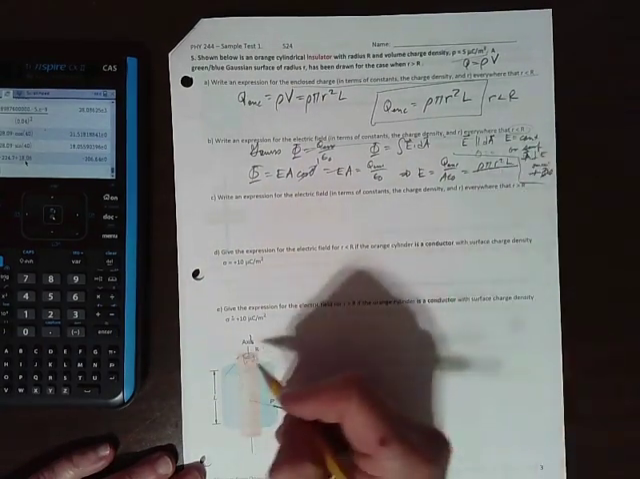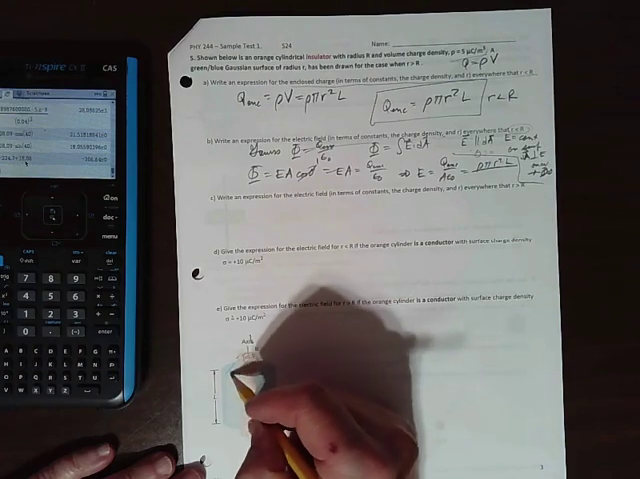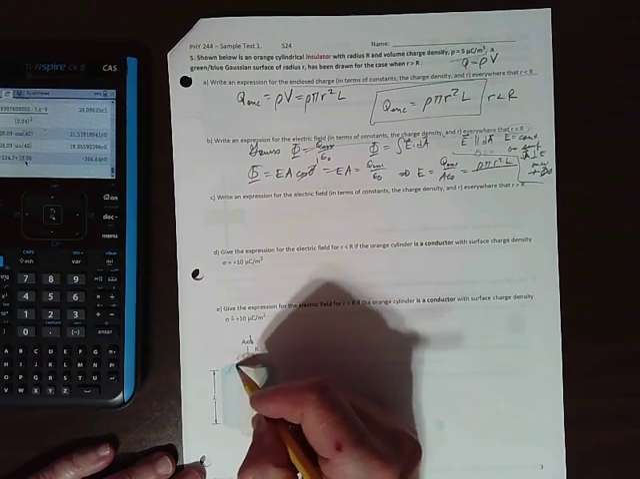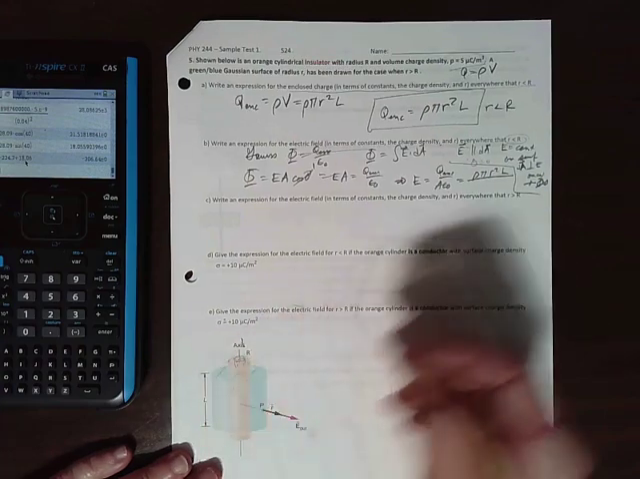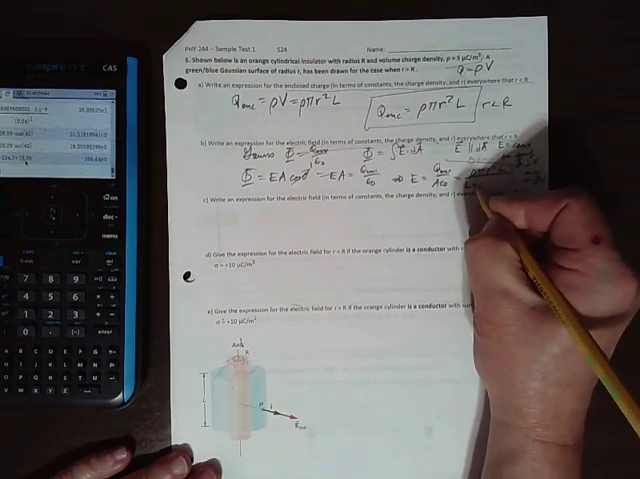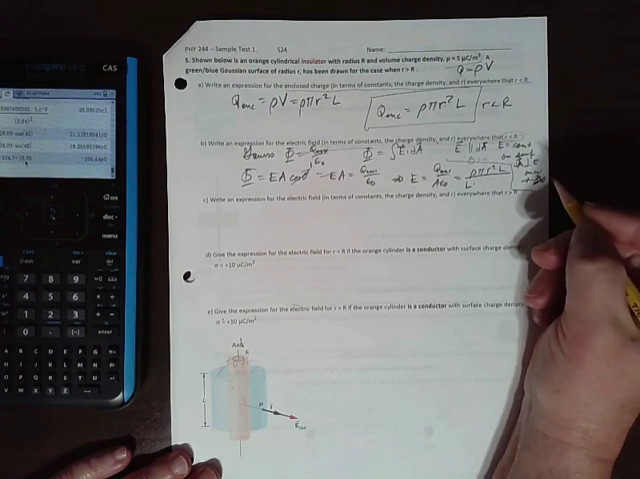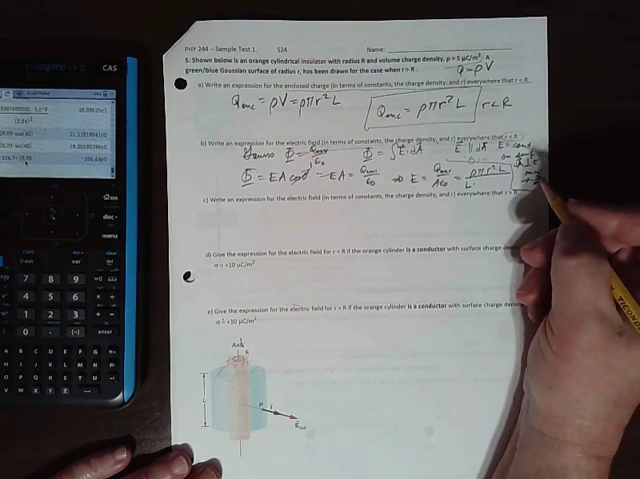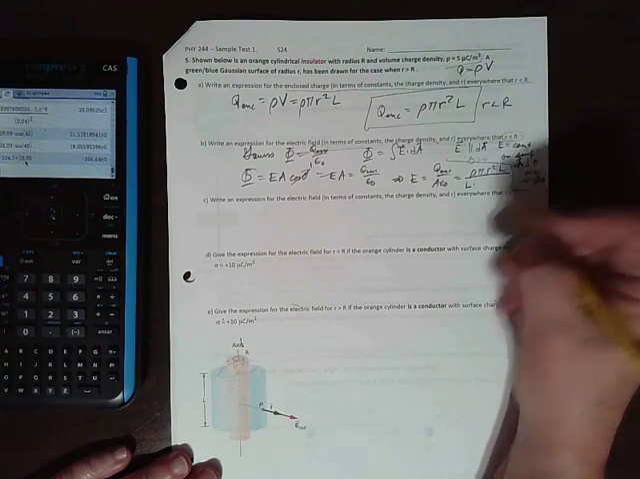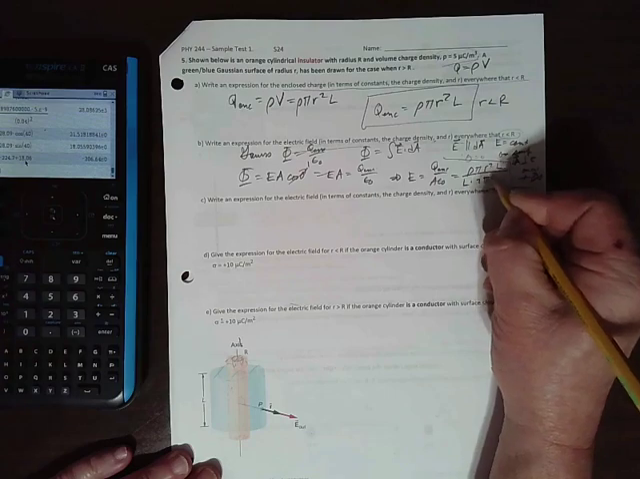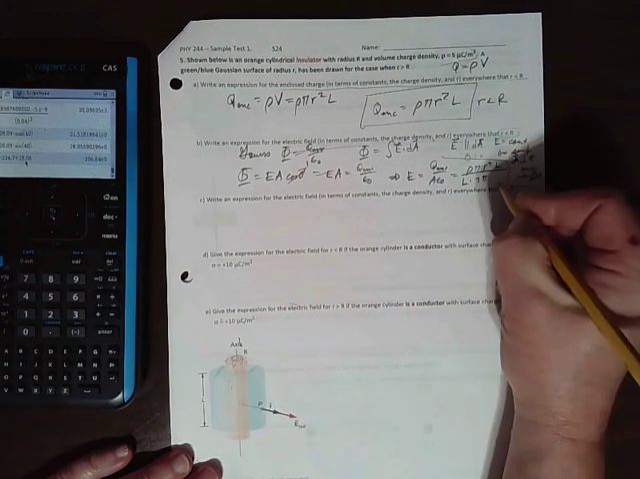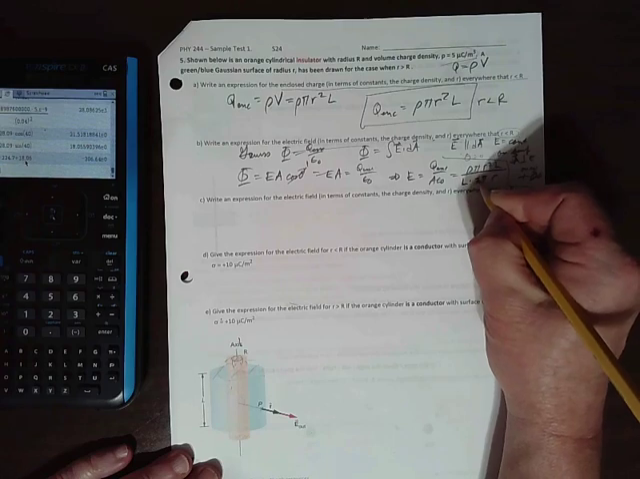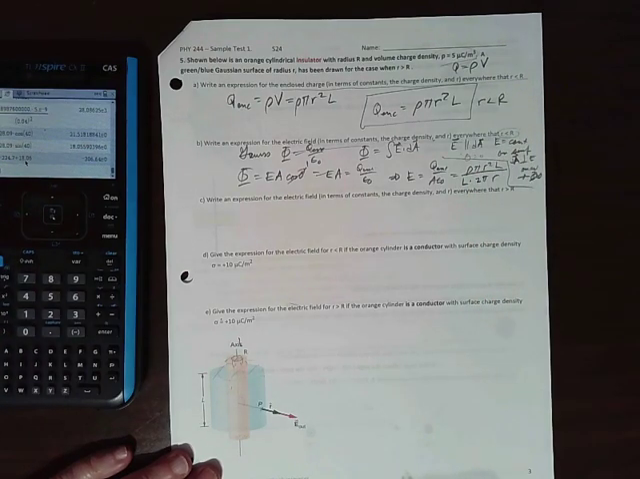And so that area is just the circumference of the circle, right? Think of unwrapping it. It's just the circumference of the circle times the height, the length times the height. So L times 2 pi. The circle that we're talking about is the Gaussian surface, so little r, 2 pi little r, for the circumference of the circle.